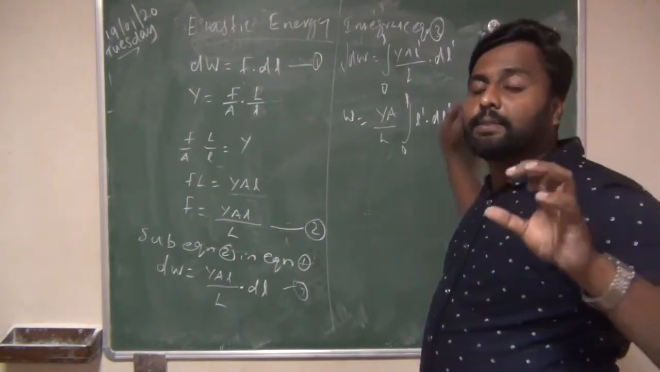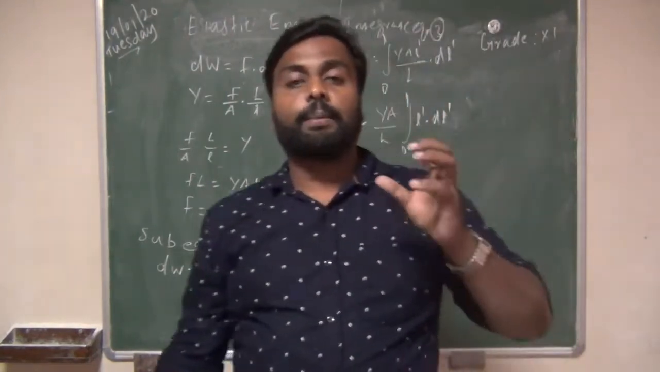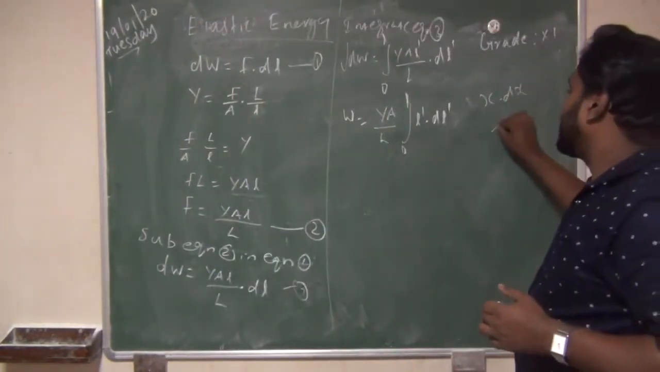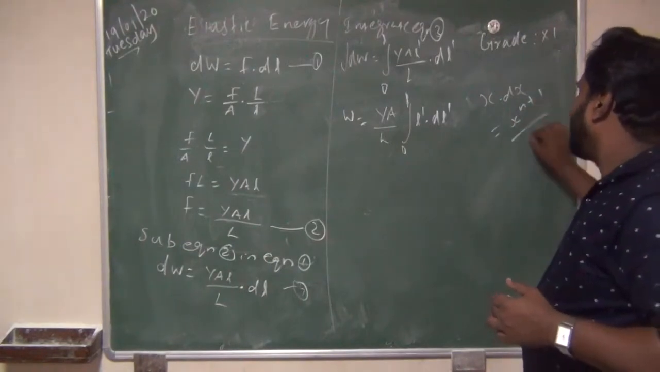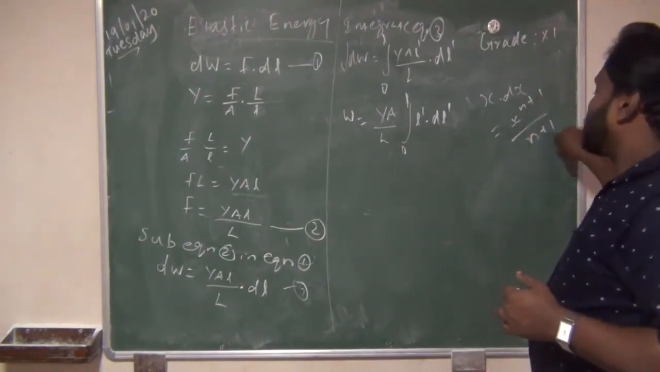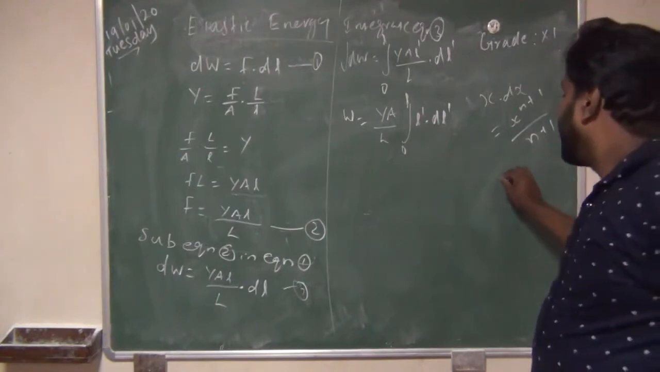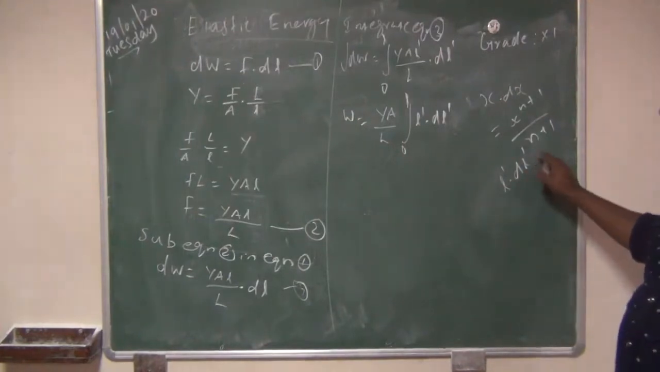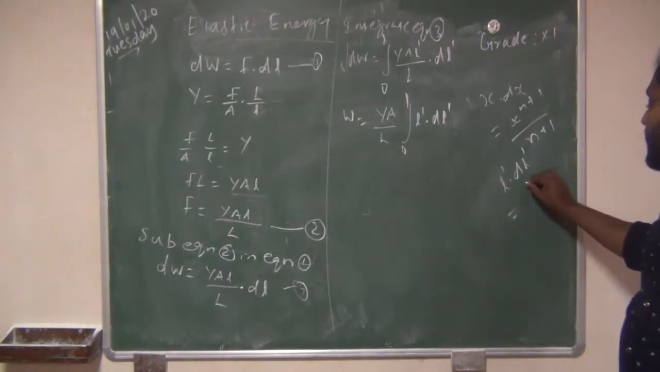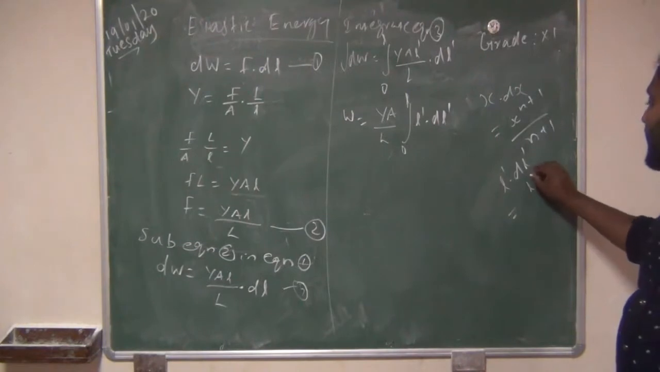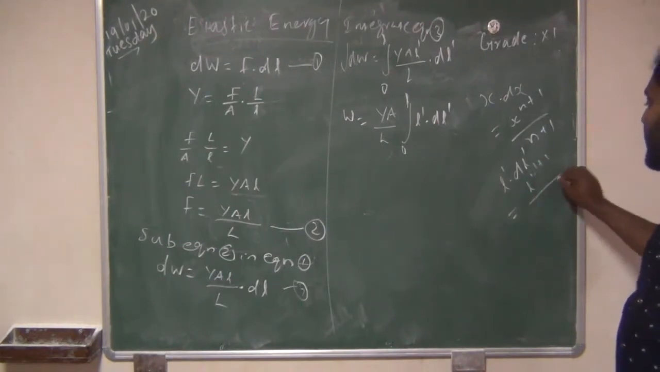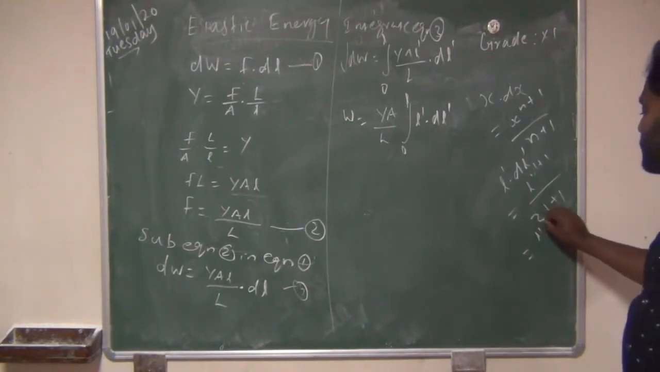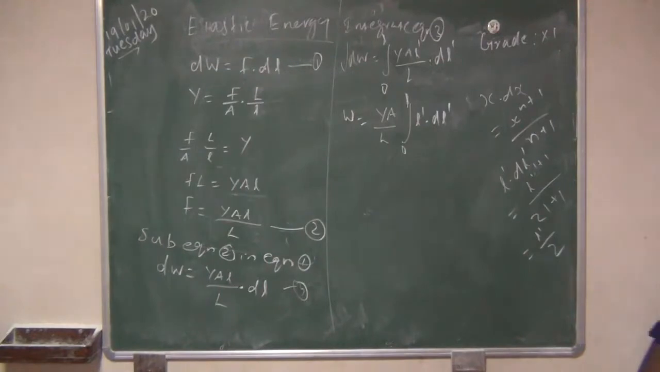We know x dx integration means what? x power n plus 1 divided by n plus 1. So here, l' dl'. What will the integration be? It will be l' power 1 plus 1 divided by 1 plus 1. So we will get l' square by 2 as the integration.